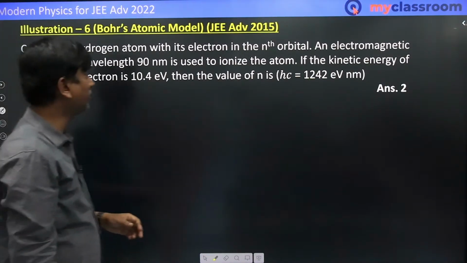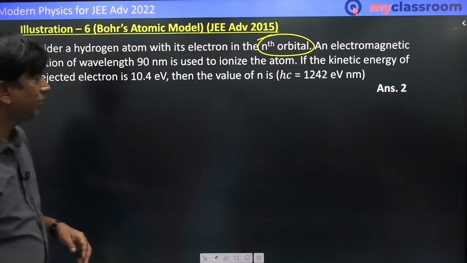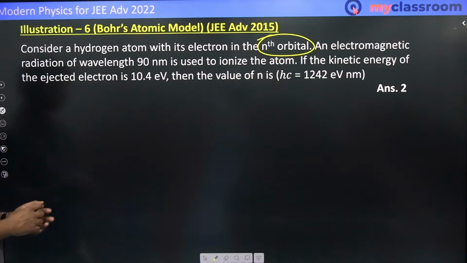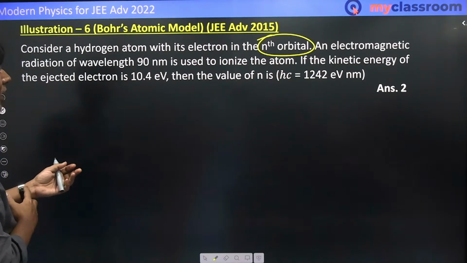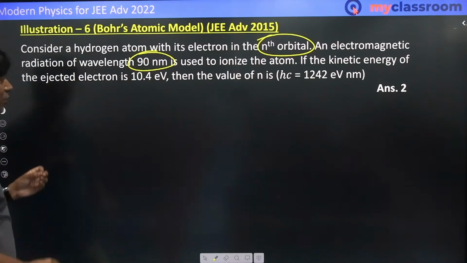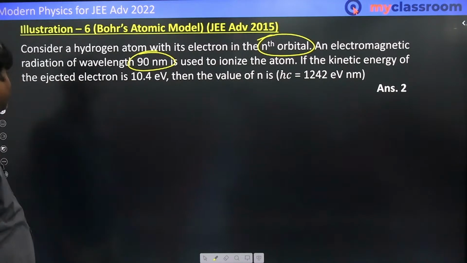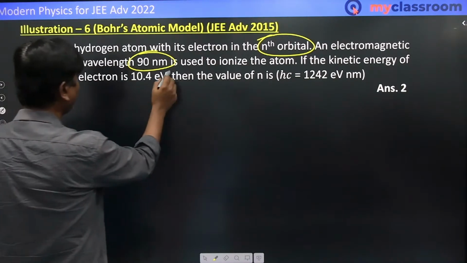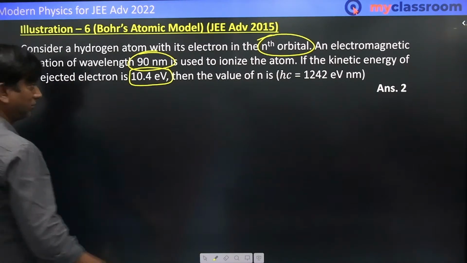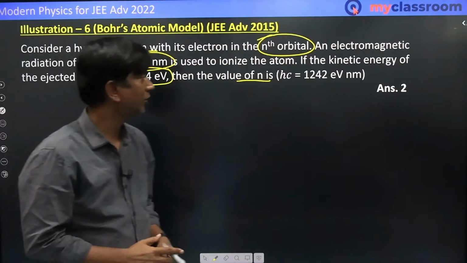Consider a hydrogen atom with its electron in the nth orbital. The electron is there in the nth orbital already. Hydrogen atom only, not a hydrogen-like ion. An electromagnetic radiation of wavelength 90 nanometers is used to ionize the atom. If the kinetic energy of the ejected electron is 10.4 electron volts, then what is the value of n? What is the value of n?